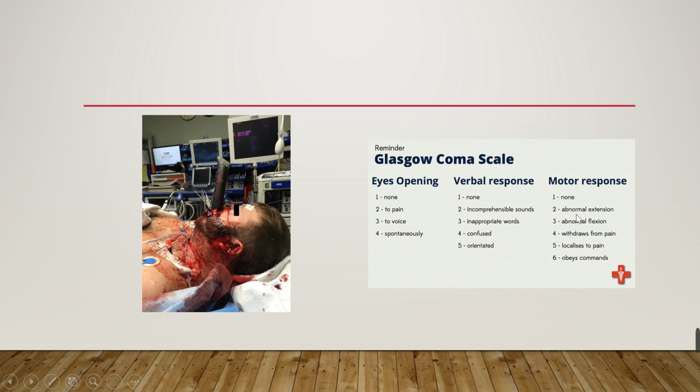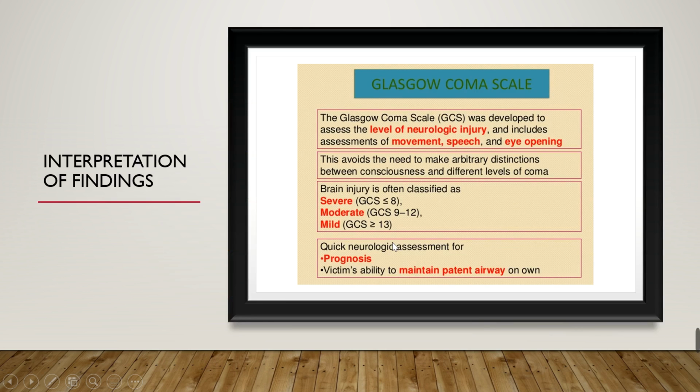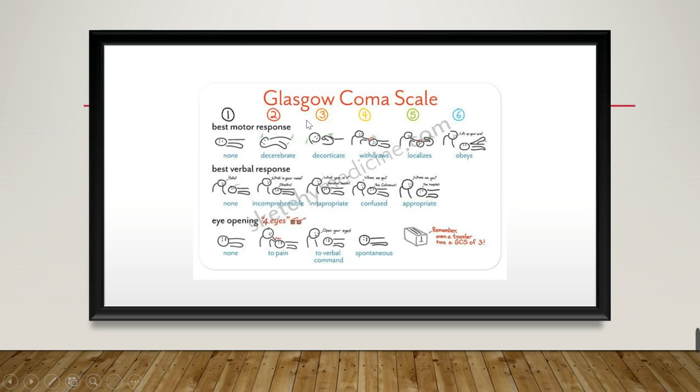Okay, so look here. Abnormal extension, abnormal flexion. Decerebrate, abnormal extension; decorticate, abnormal flexion. So this is a very good tool that you can use also. You can always think 4, 5, 6, and then decerebrate, decorticate, withdraws, localize, and obey. So this is a very good image that you guys can use also.